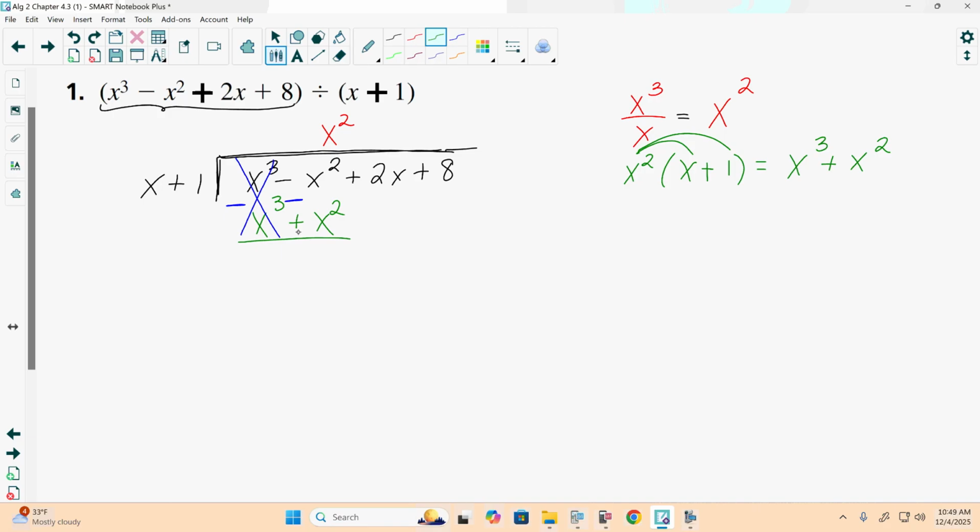As I was about to say, that shouldn't become 0 also, because our next part is negative x squared minus x squared. Negative 1 minus 1 is negative 2, and we still have our x squared. So negative x squared minus x squared should give us negative 2x squared. Because negative 1 minus 1?